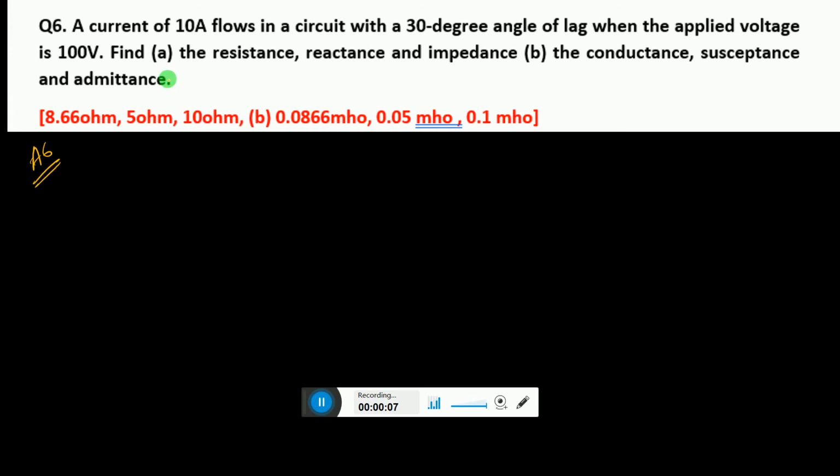Let us solve it. As per the given data, some impedance we have to find, where the supply voltage is given to us in RMS values and the current is given as 10 angle of 30-degree lag, minus 30. You have to find what is the value of Z. We know that Z is equal to V by I.